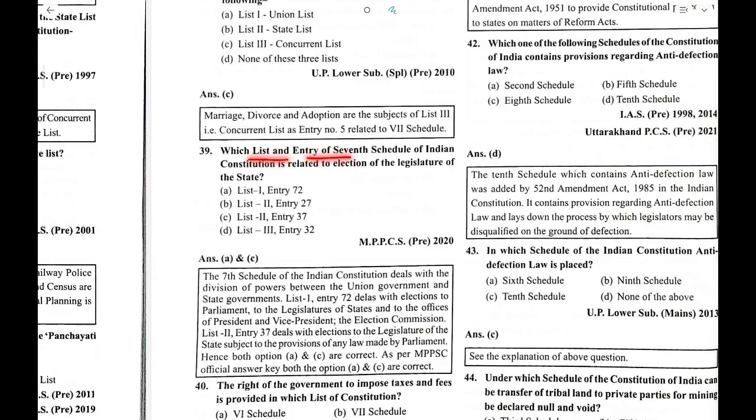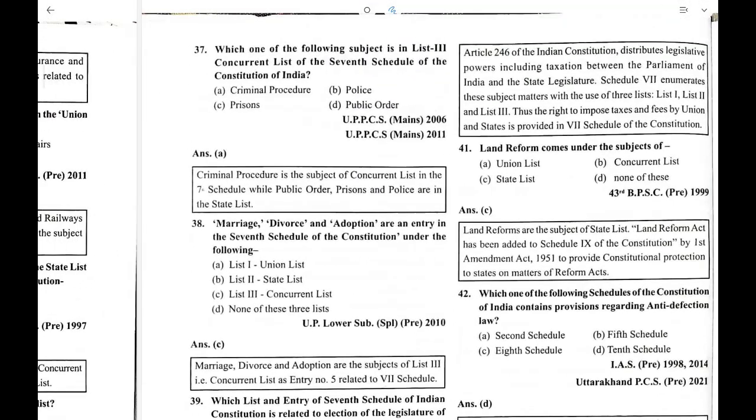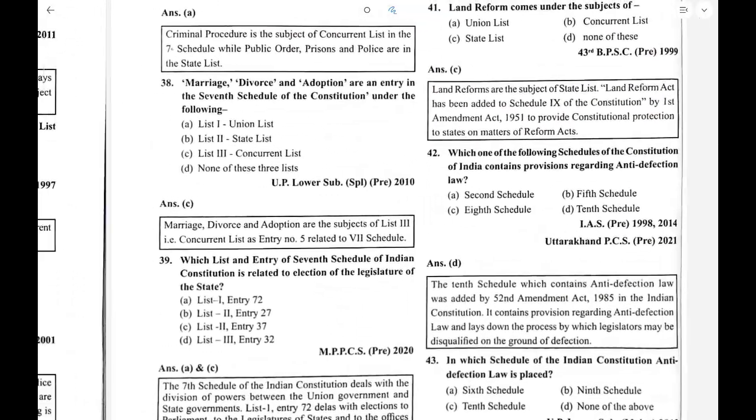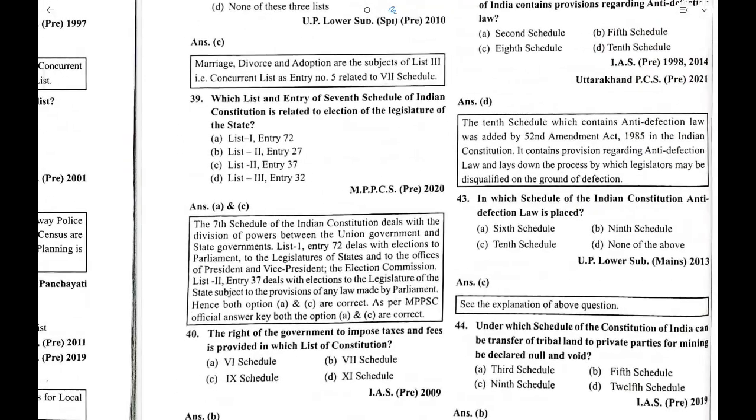Which list and entry of the 7th schedule is related to election of legislature of the state? Both A and C, list 1 entry 72 and list 2 entry 27, both are related. Now the right of government to impose taxes and fee is provided in which schedule? 7th schedule, it is provided in union list. Now land reforms comes under state list. Anti-defection law comes under 10th schedule.